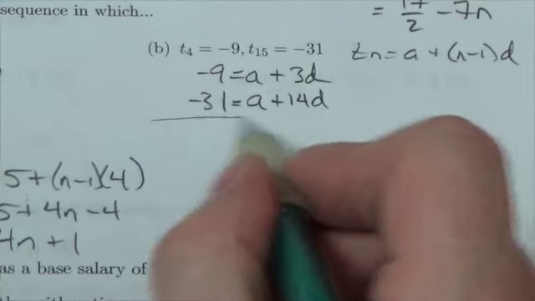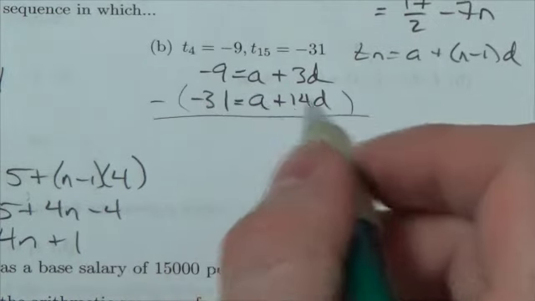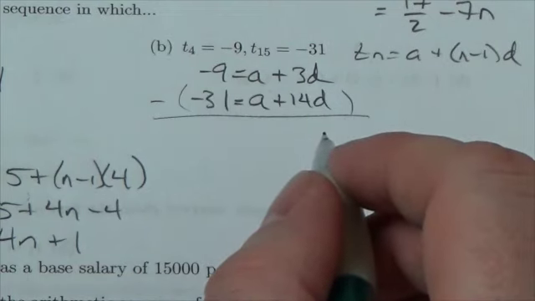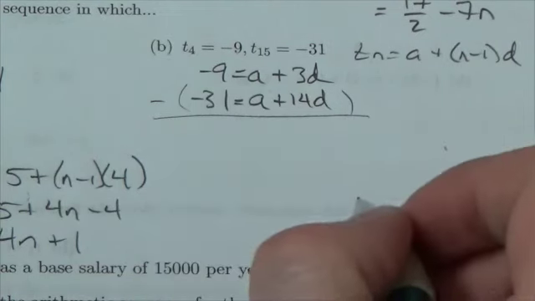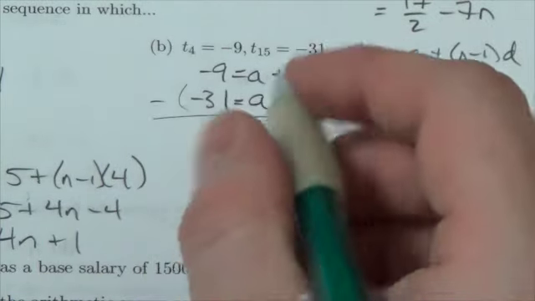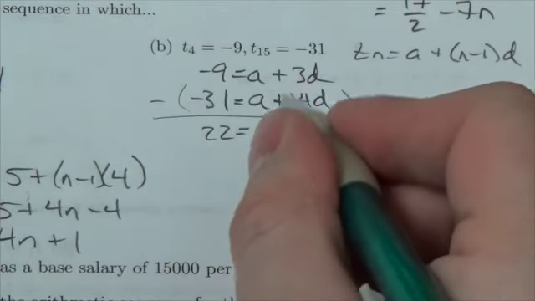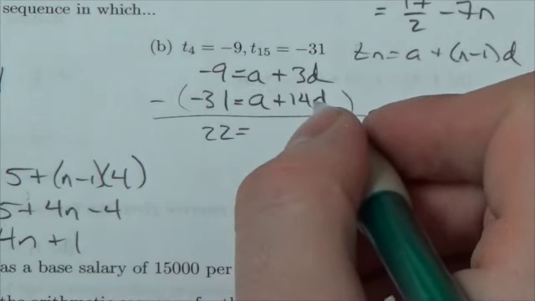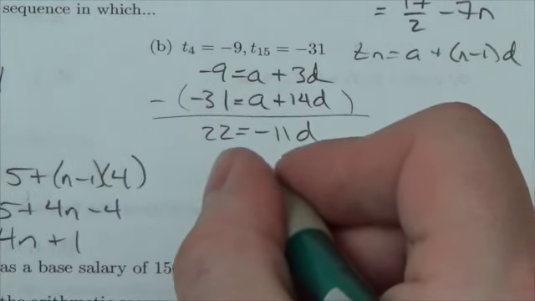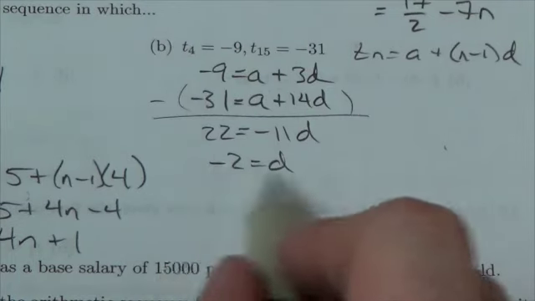Okay? So I'm going to put a line underneath this, and I can see right away that if I just subtract those two equations there, basically I'm going to apply elimination to this, and I'm going to get rid of the a value. So negative 9 minus negative 31, now remember that's going to change that to a positive, it's going to end up being 22. A minus a disappears, and then 3 minus 14 is negative 11. Divide, and I'll get that d is equal to negative 2. Okay, so right away I know what my d value is.